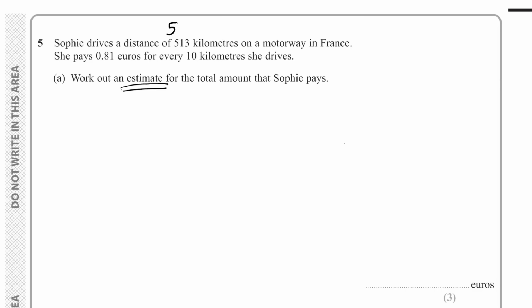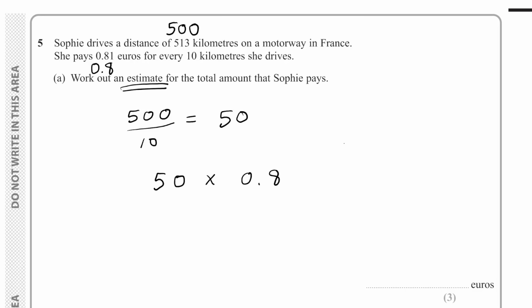So I'm going to change 513 into 500 and 0.81 into 0.8. So we're going 500 kilometers and paying 0.8 euros for every 10 kilometers. So 500 over 10 is 50. So we're going 50 lots of 10 kilometers. So for each of those 50, we're paying 0.8. So 50 times 0.8, that's the same as 5 times 8. It's 40 euros.